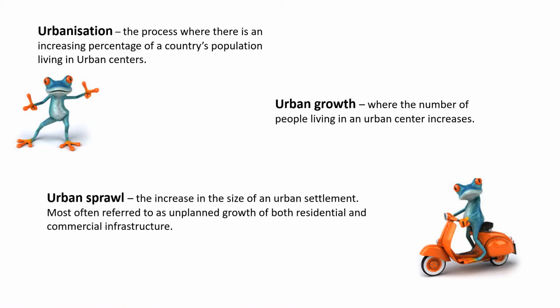Some definitions that we need to know for this section. Urbanization: this is the process where a population is increasingly living in urban centers instead of rural centers, and it is expressed as a percentage of the total population. Urban growth is where the number of people living in an urban center actually increases. And then urban sprawl is the size of the settlement itself. It's often referred to as unplanned growth, hence the word sprawl, sort of spreading out all over the place. And this can be both residential and commercial.